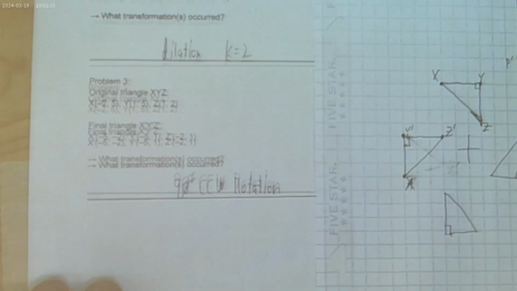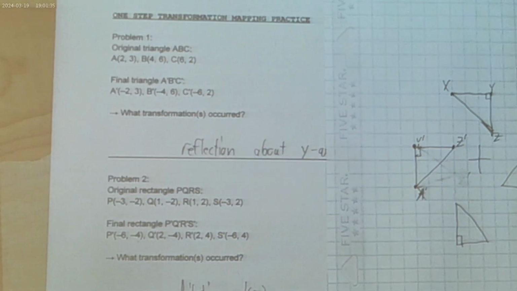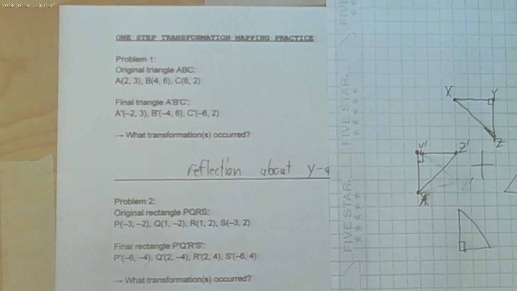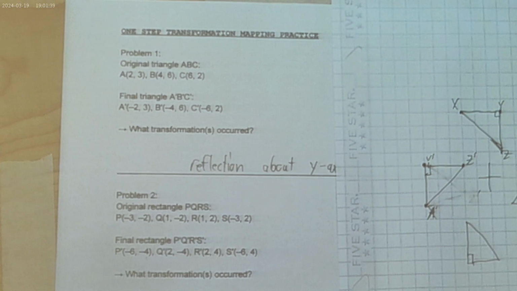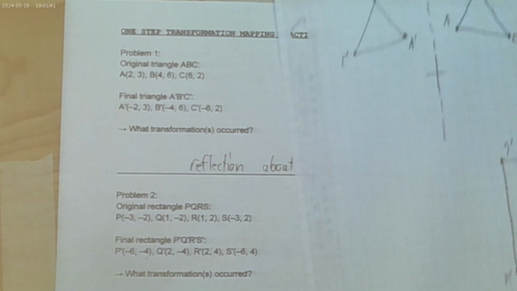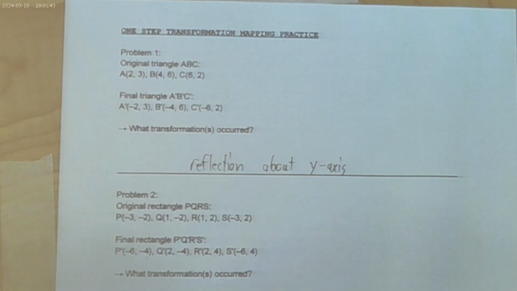So yeah, that's just one-step mapping practice. That is when you see an image and a pre-image, and you have to pick out one transformation that makes it into what it is. Hopefully things don't get any more complicated than that, right? I can't imagine that they would, but I don't know. Let me go check the assessment, see what I can do.